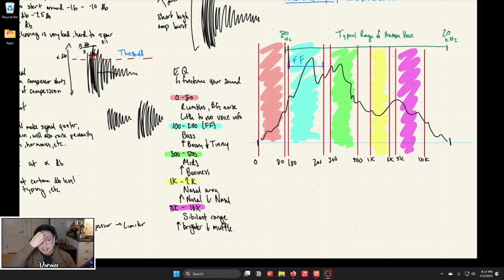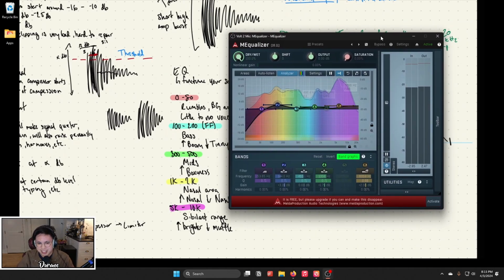So yeah, the next range are your mids. For your mids, this is actually very interesting. I don't know how else to explain it, so I'm actually going to say it the exact same way that I watched it in a video. They refer to it as boxiness. For boxiness, it literally sounds like you're talking in a contained box, essentially.